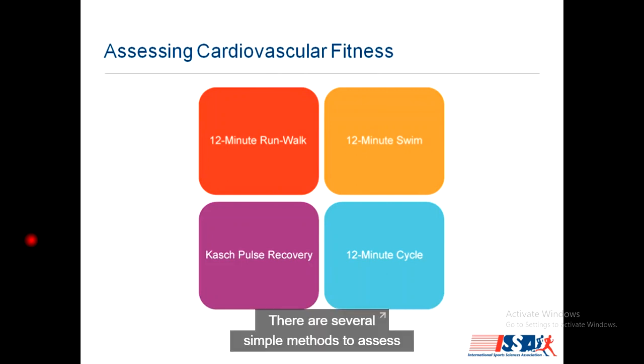There are several simple methods to assess cardiovascular endurance. The 12-minute run-walk test, 12-minute swim test, 12-minute cycle test, and the Kosh Pulse Recovery Step Test are some of the more common methods. The 12-minute tests are simply the distance that one can cover performing one of the 3 activities listed for the duration of 12 minutes.